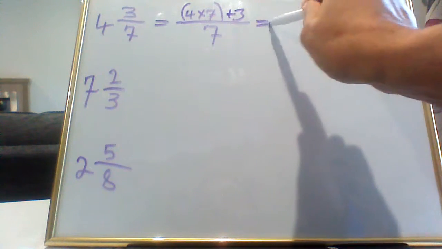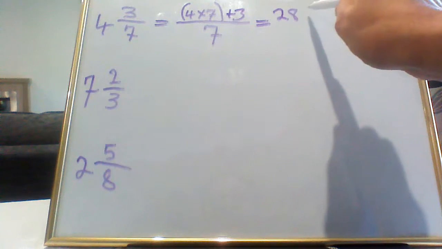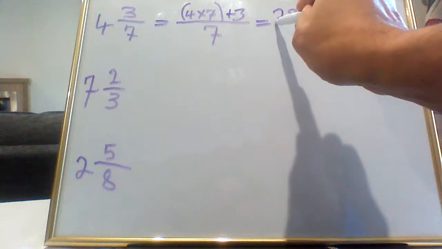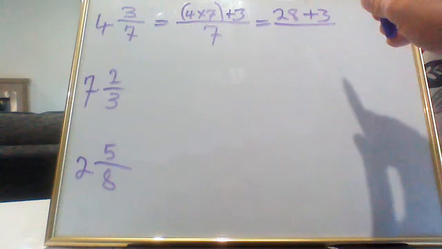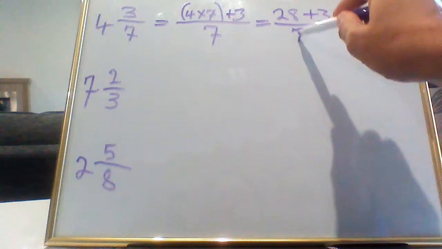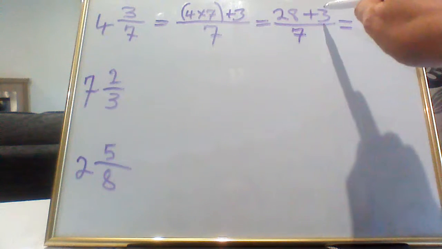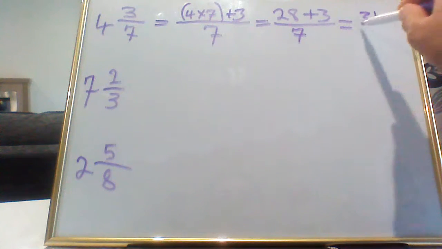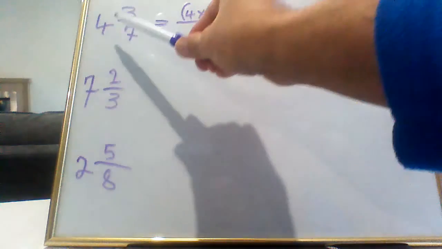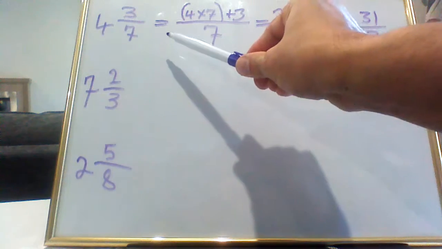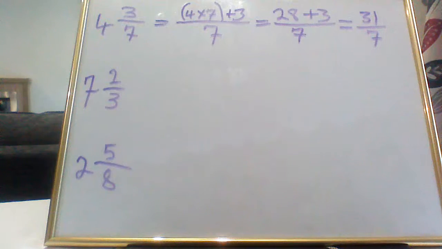So our next step is we multiply. 4 times 7 is 28. Now you can add the 3 to it. It's all a process of something called BEDMAS. I'll talk to you about that on another tutorial. And remember, keep the same denominator. So all you have to do now is add the 28 to the 3, which will give you 31. Keep the same denominator, and there you have your answer. So 4 and 3/7 when converted to a top-heavy fraction or an improper fraction becomes 31/7.